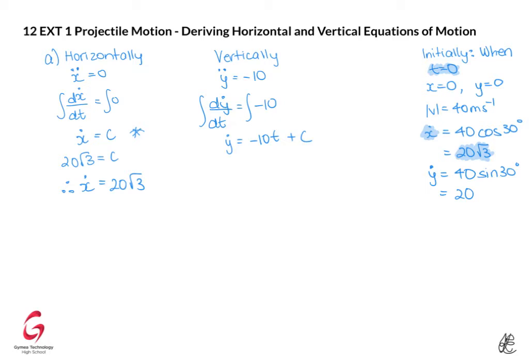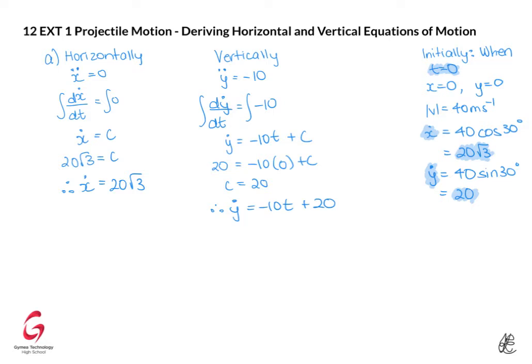So when t is equal to 0, our vertical velocity was equal to 20. So making the substitution, we obtain the c value of 20, and that gives us our equation vertically for the velocity. Now we were asked for the displacement, so we'll do the same process again.